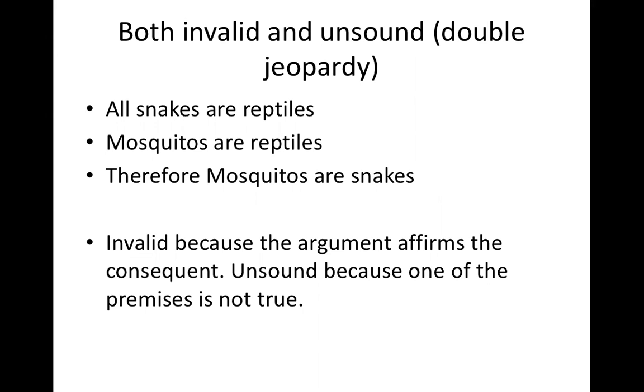Mosquitoes are reptiles. That affirms the consequent. Affirming the consequent is invalid. That's a fallacy of affirming the consequent. So the argument is invalid, and it also contains false information. It is invalid and it also contains false information. So it is both invalid and unsound.